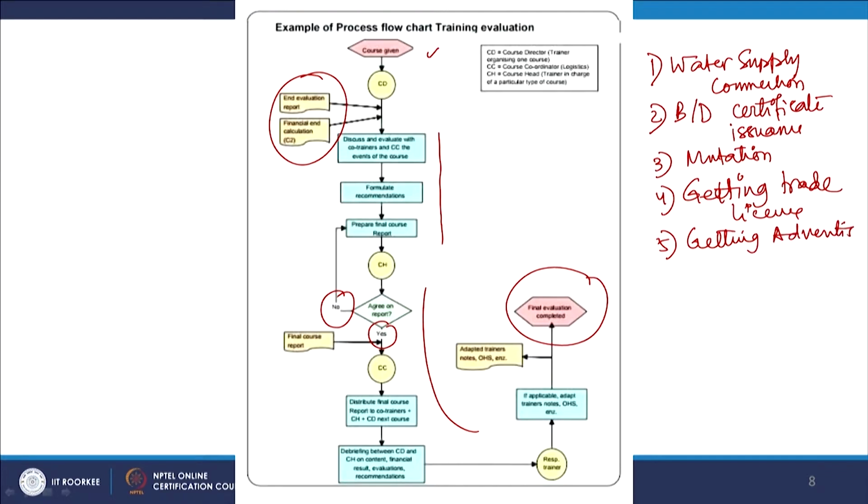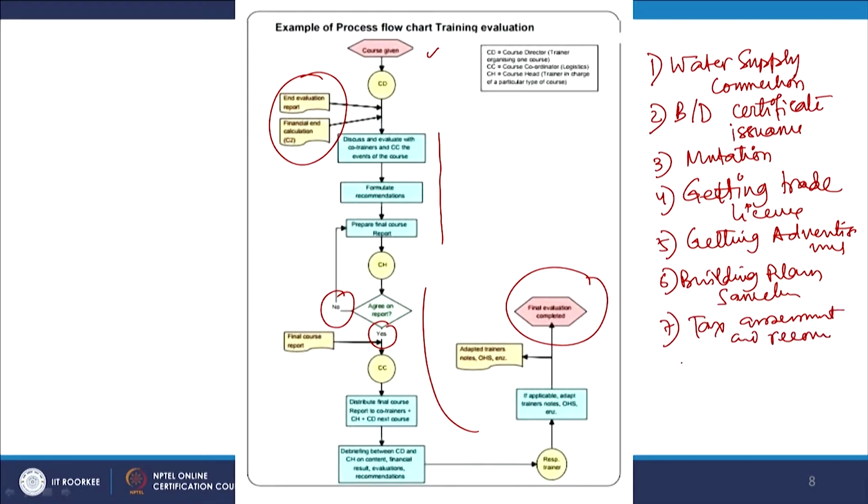Getting advertisement, then building plan sanction, then tax assessment and recovery, then even solid waste management service, etc. So, there are many actually.